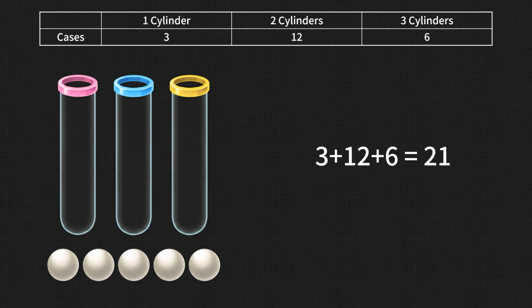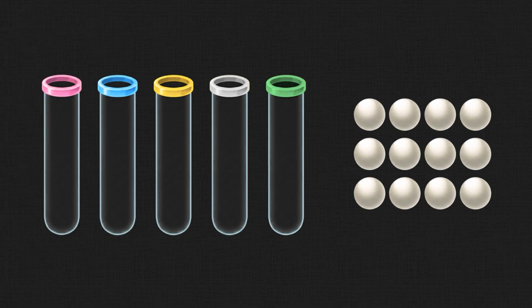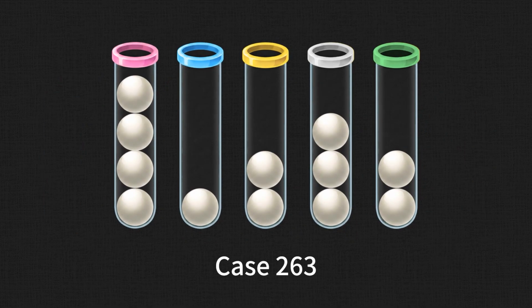Now, let's add them all up. 3 cases from the first scenario, plus 12 cases from the second, plus 6 cases from the third. 3 plus 12 plus 6 is 21. 21 is our final answer. But wait! What if the numbers were much larger, like our second question? Counting one by one would be an absolute nightmare.